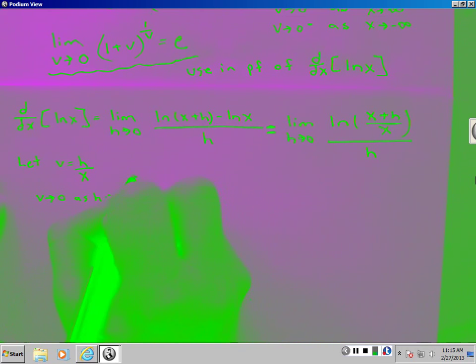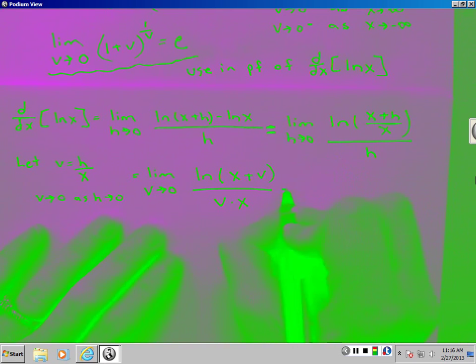So now I can rewrite this as the limit as v goes to 0 of ln of x plus v over v times x. You guys see h is v times x? I just rewrote h as v times x. If you would have never thought of it, it's perfectly fine. I'm not expecting you to prove this on any exam or on the final. But this is just kind of the derivation of the derivative.